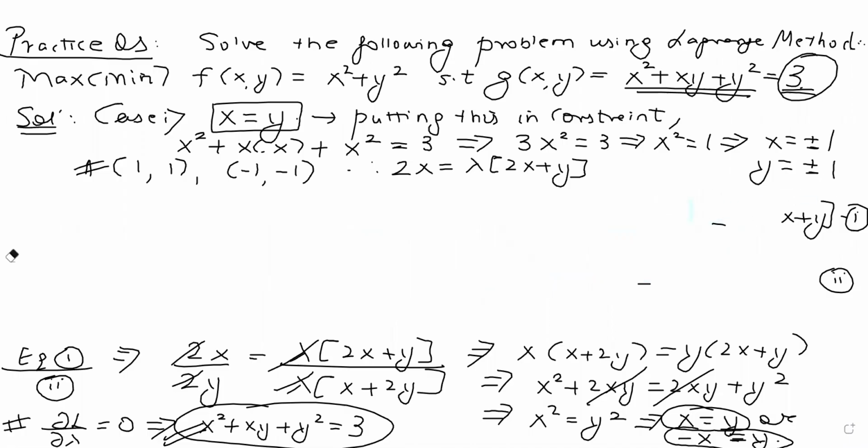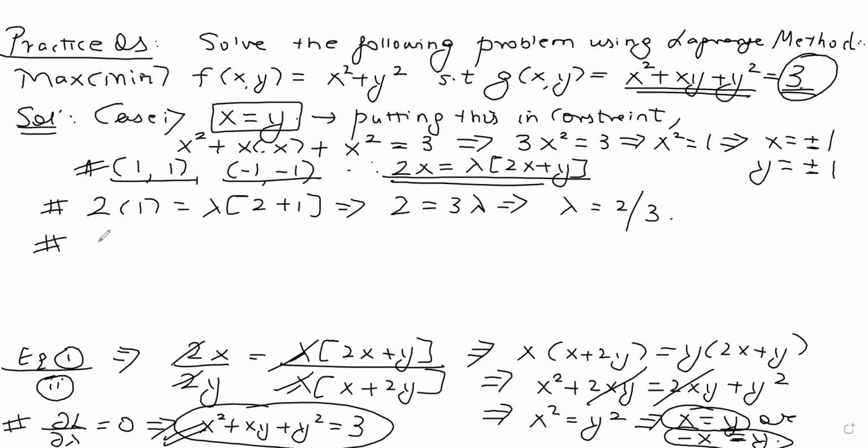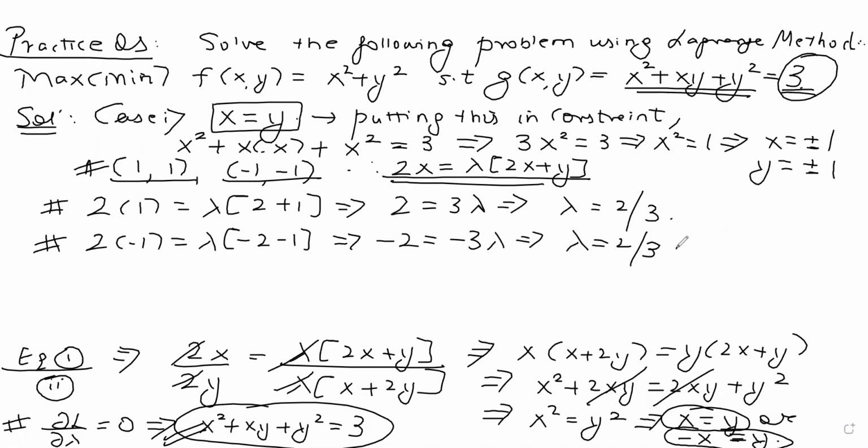I'm erasing the first order conditions now. Okay, so in this particular equation, if I put 1 comma 1, so 2 into 1 is lambda times (2 plus 1), which implies 2 is equal to 3 lambda, which implies lambda is equal to 2 by 3. And if I put minus 1 comma minus 1 in this equation, 2 into minus 1 is lambda times (minus 2 minus 1), which implies minus 2 is equal to minus 3 lambda, which implies lambda is again 2 by 3. In both the cases, I get lambda as 2 by 3.